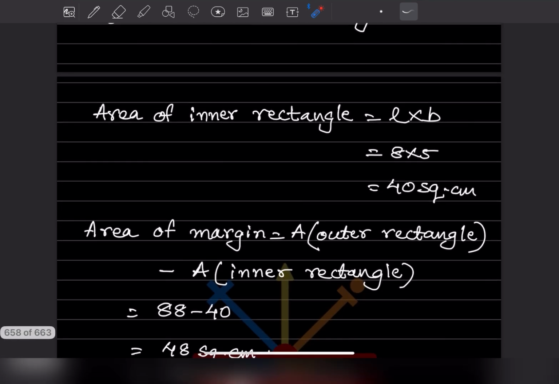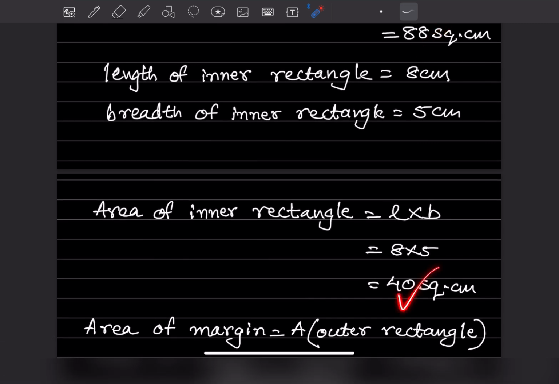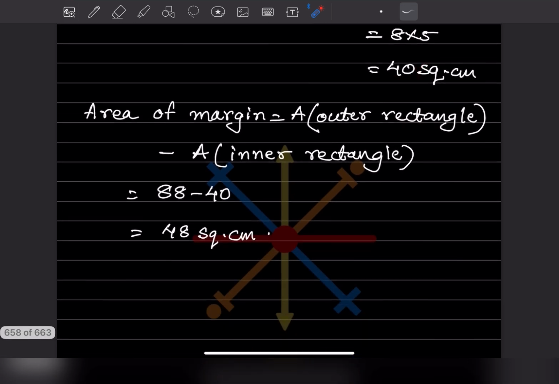And we wanted the area of the margin, that is the area of the outer rectangle minus area of the inner rectangle. That will be 88 we got for this one, and this minus 40. So that is going to be 48 square centimeters. So by this one, we have completed today's work.